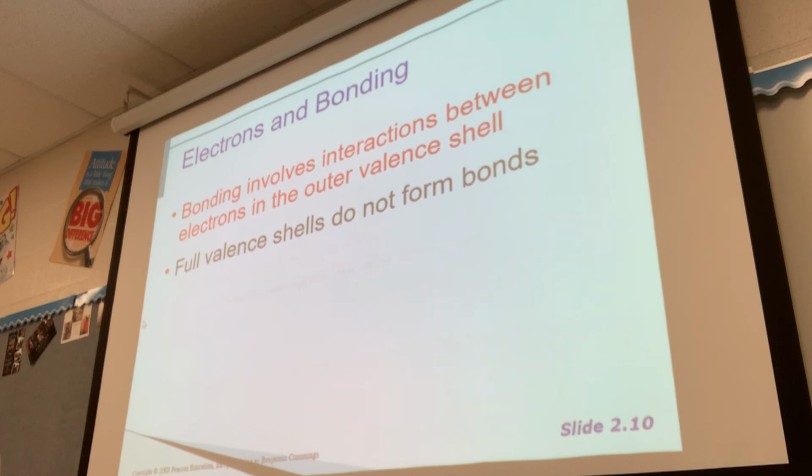If they're not full, then they're not exactly happy. And so they will try and do things to make their outer shell full. And that's how these bonds are going to occur, is they're trying to fill their outer shells. Each shell can hold a certain number of electrons, and it depends on which shell it is. So let me draw it out. Maybe that'll help it make a little more sense.